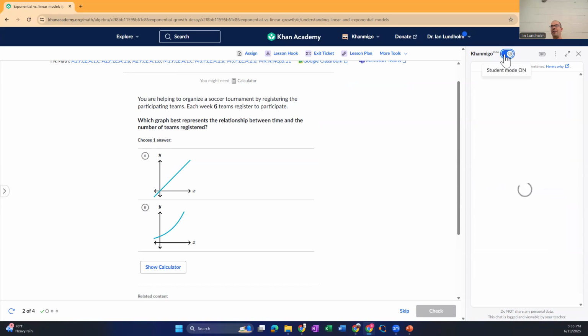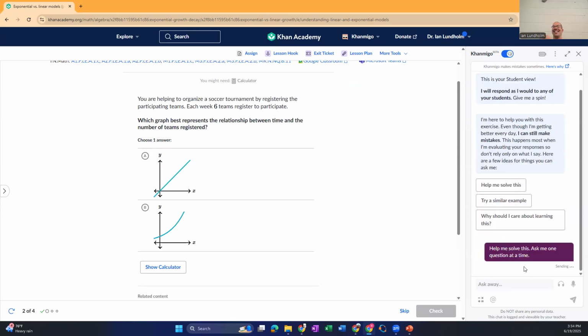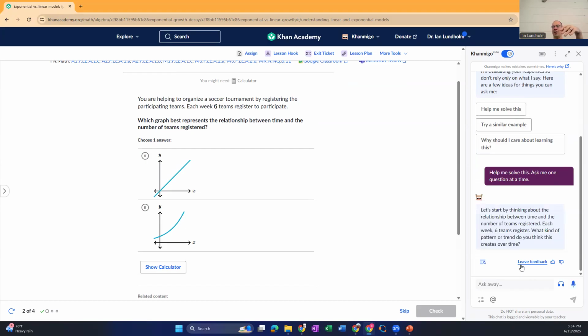Student mode was off. That was the teacher mode. What was I doing? All right, this is what it's going to look like as a student. It gave me way too much information on that last one. It just walked me through.